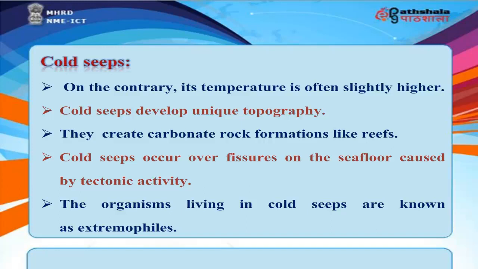Cold seeps develop unique topography. They create carbonate rock formations like reefs. Cold seeps occur over fissures on the seafloor caused by tectonic activity. The organisms living in cold seeps are known as extremophiles.